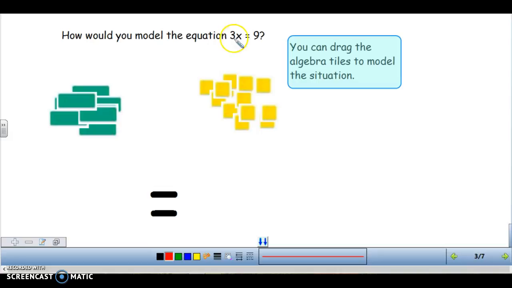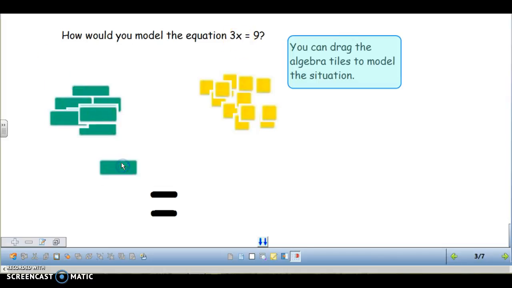So here we see 3 times x. We don't know what x is. It's a variable. We don't know what it is. But what we do know is there are 3 of them. So the way we model that is to get 3 variables. There's 1, 2, 3 x's, or 3 variables, or 3 times x.